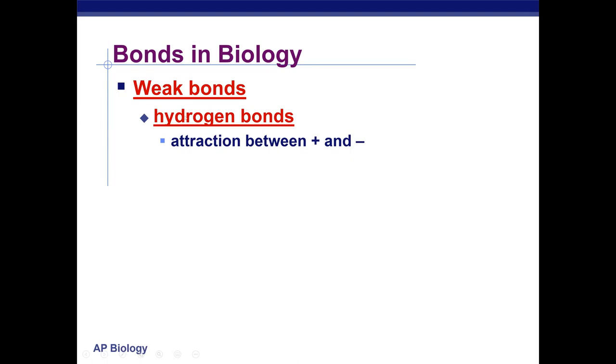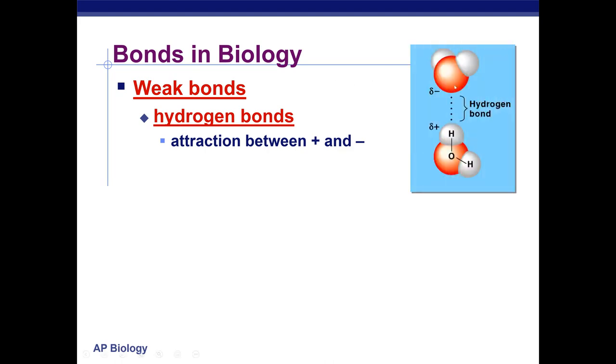Weak bonds in biology include hydrogen bonds. They're weak individually, but collectively they're incredibly strong, and they're what cause all of the properties of life on this planet, because without water, hydrogen bonds, there would be no life on this planet. We'll talk about water in a minute. A hydrogen bond is individually really weak, but it is a partially positive hydrogen bonding to another element that is partially negative. And in this case, this element is oxygen.